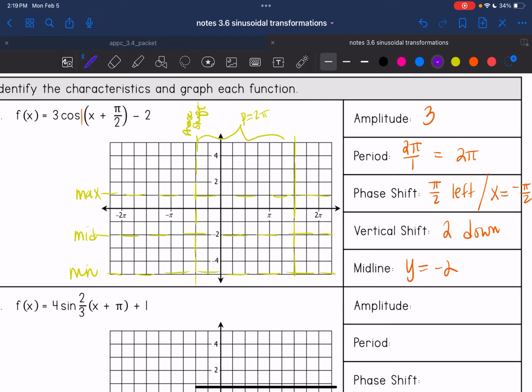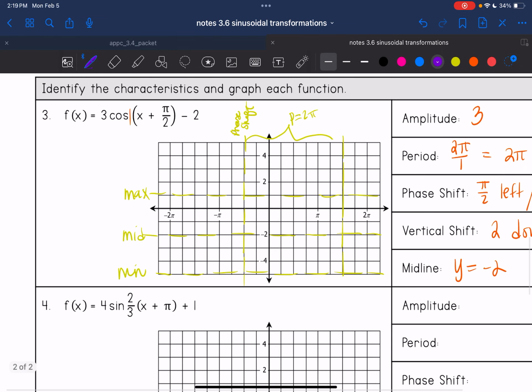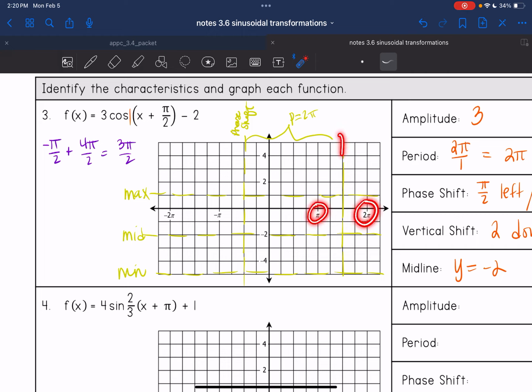Or you could do the math like we did before. Negative pi over 2 plus 2 pi, but I'm going to go ahead and put it into a common denominator. So that would be 4 pi over 2. And when you add that, it is 3 pi over 2. So notice how it's right in between the pi and 2 pi, so we did it correctly.